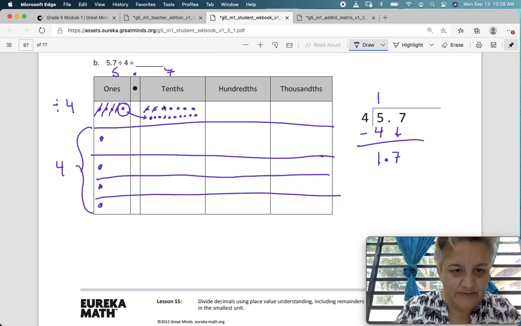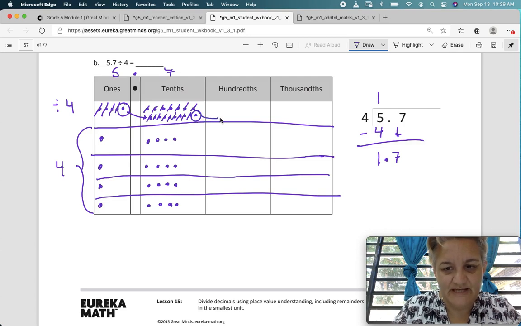I'm sorry, 17 divided by 4 would be 4. So I place 1, 2, 3, 4 in each row, and I have 1 left over, so I'm going to move it into the hundredths place.